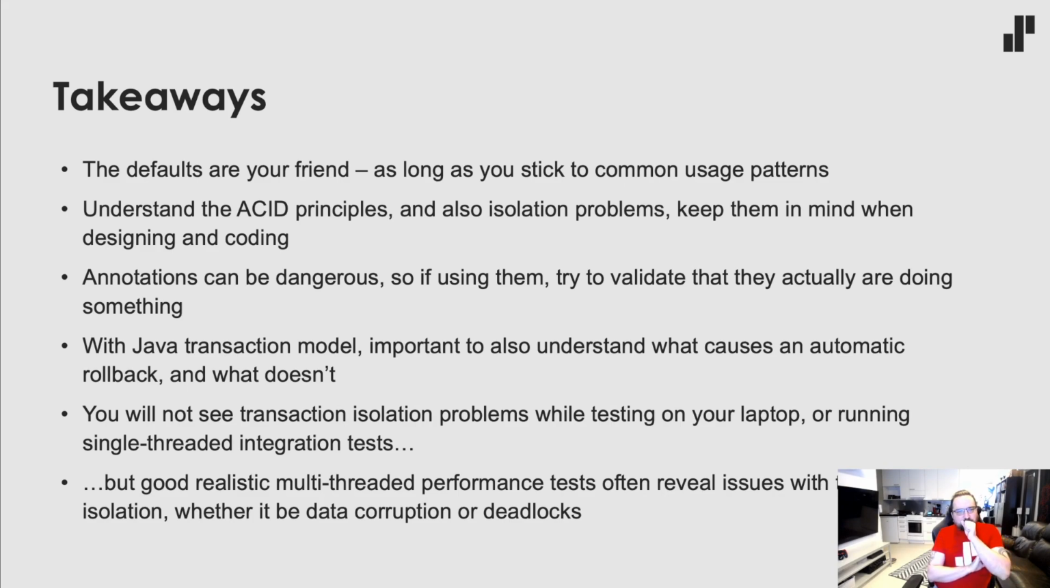Be aware, if you want to take that a bit deeper, understand how ACID is working in your particular database. Annotations can be dangerous, so if you are using them, try to validate that they actually are doing something. With Java transactional model, it's important to understand what causes automatic rollback, what doesn't, so that you are actually rolling back if there is a problem.